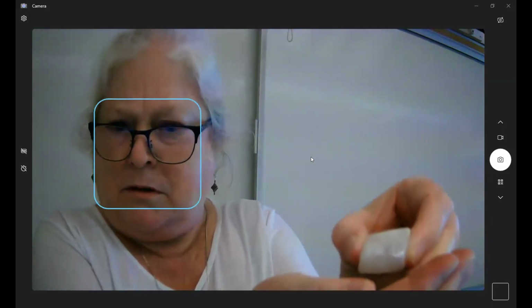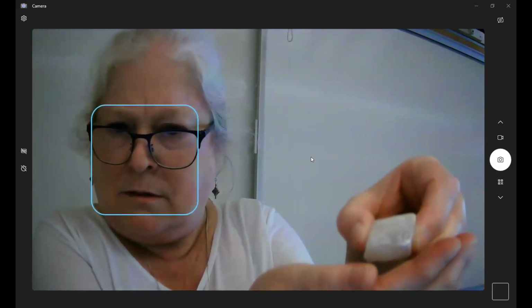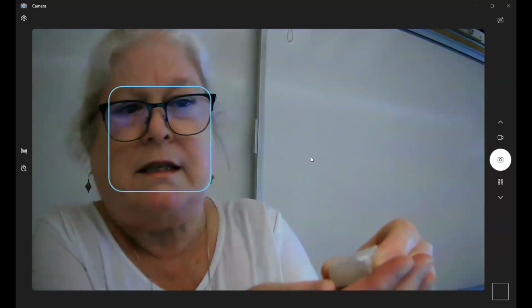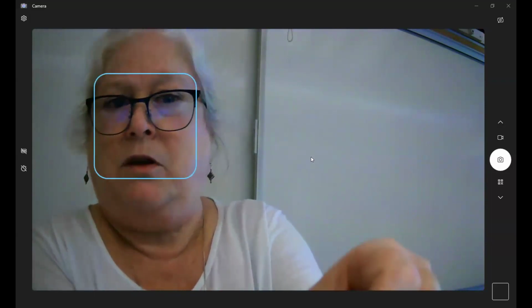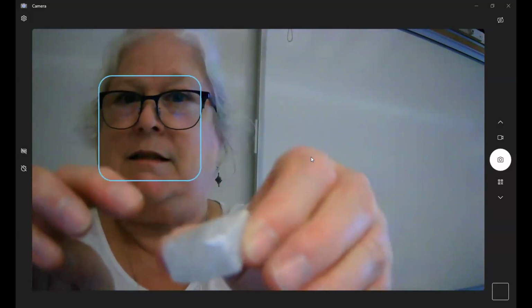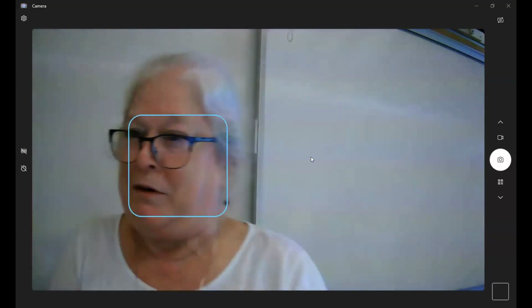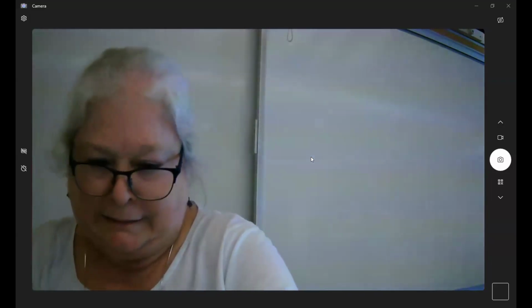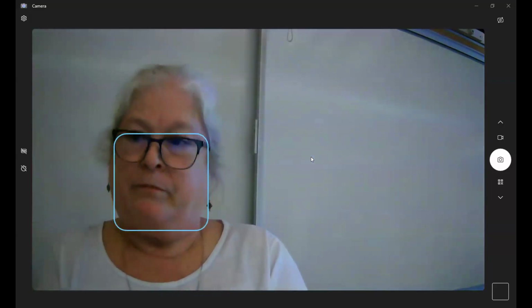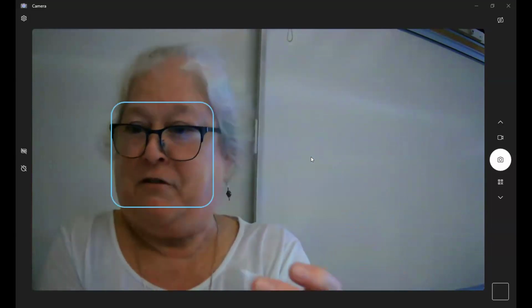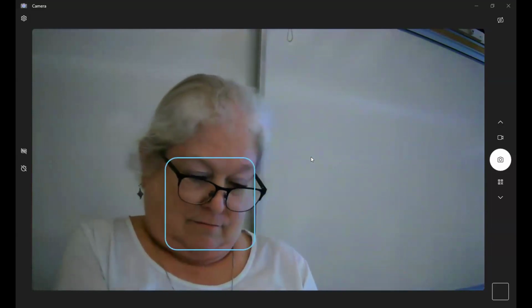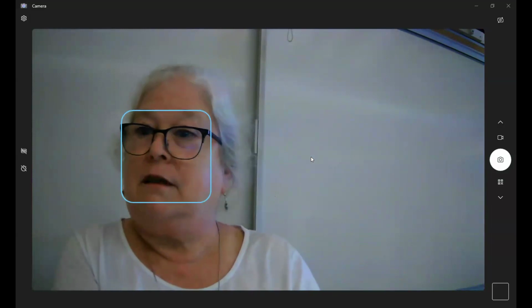You see the bubbles? Afraid I can't get it to focus in close enough. There's a huge bubble on this. I'm dripping this acid on my keyboard. That's not good. Okay, it bubbled. It effervesced. So this is indeed calcite.